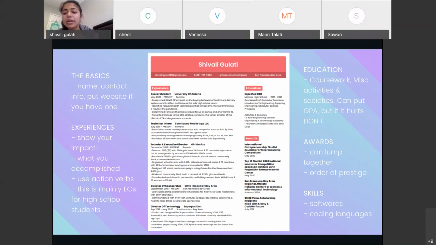Awards, I don't think are 100% necessary on a resume, but for me, I just have them because I have the space. And so you can lump them together. Like I know a lot of people lump their debate awards together, but I recommend putting them in the order of prestige and just selectivity. So, for example, I put my business pitches at the top to show that I was a really strong business student. And so, yeah, that's my resume for you.